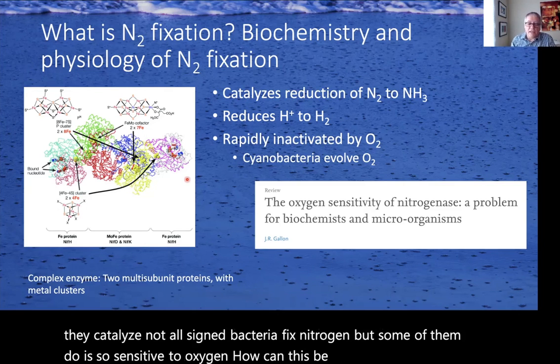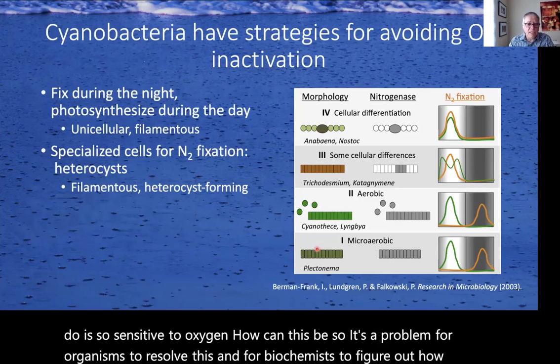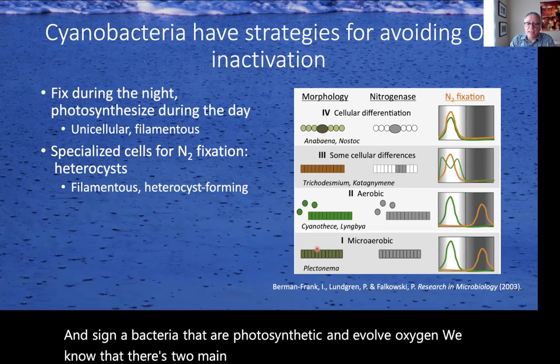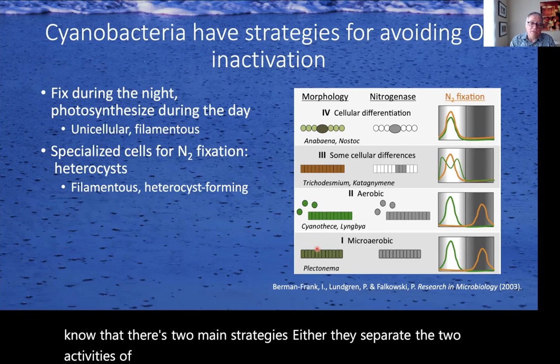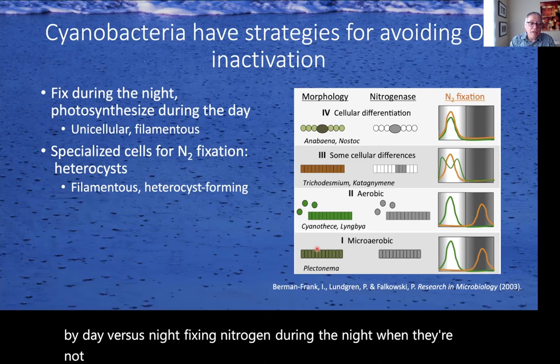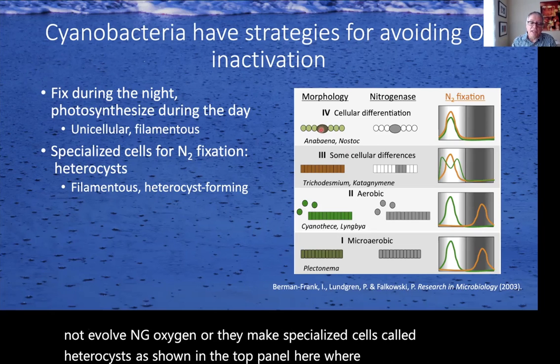So it's a problem for organisms to resolve this, and for biochemists to figure out how this works. In cyanobacteria that are photosynthetic and evolve oxygen, we know that there are two main strategies. Either they separate the two activities of photosynthesis, evolving oxygen and nitrogen fixation, by day versus night, fixing nitrogen during the night when they're not evolving oxygen, or they make specialized cells called heterocysts, as shown in the top panel here, where nitrogen fixing conditions are maintained without oxygen.